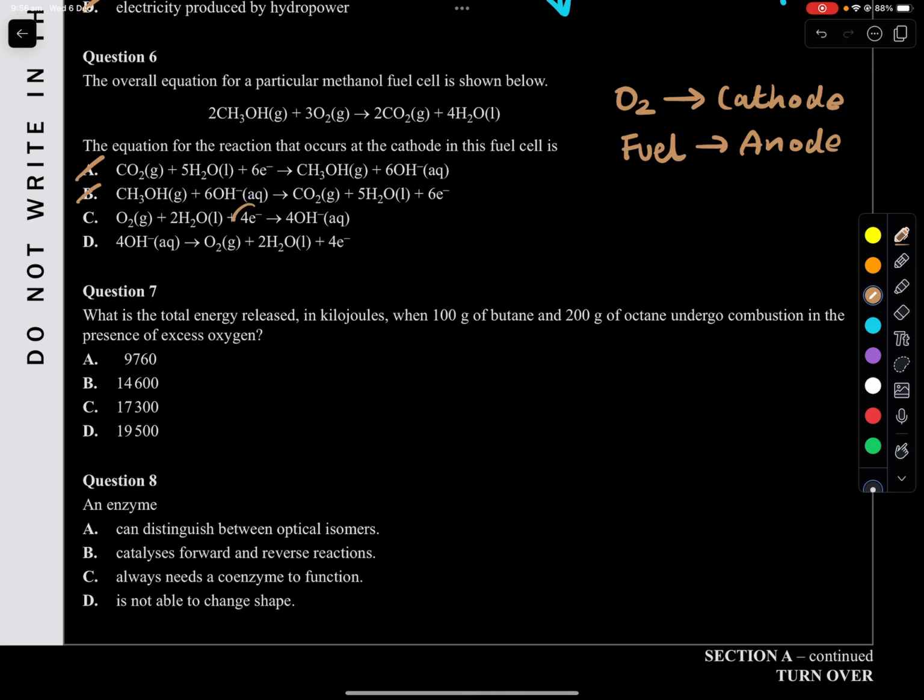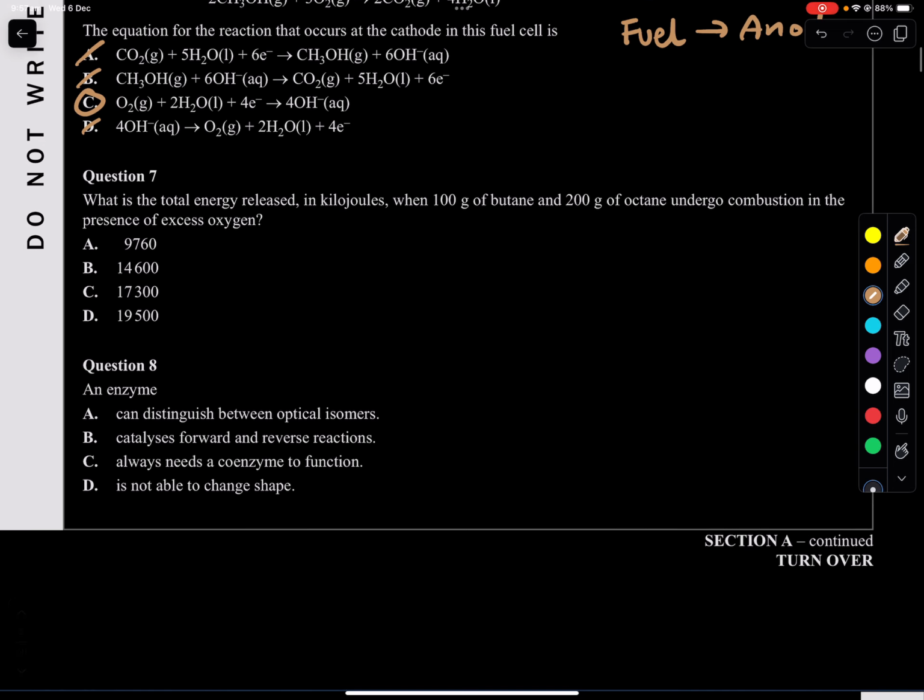C, okay, we see it's O2, so O2, that's great. And it's also being reduced, so that's great. So possibly C would be your answer in that one. D, okay, this one, they're on the right, so the electrons are on the right, meaning that it's oxidizing. No. So it has to be a cathode where it's being reduced. So D is also wrong. So C is your possible answer for that one.